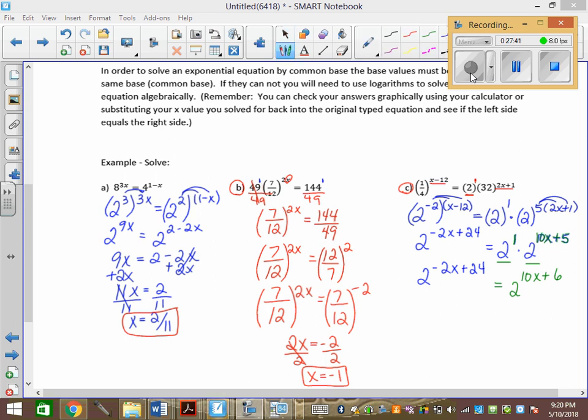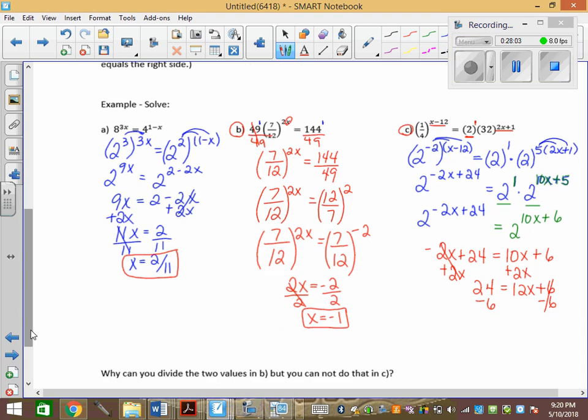And now I have the same base on both sides, so I can set the exponents equal to each other. 2x plus 24 equals 10x plus 6. Add the 2x. 24 equals 12x plus 6. Subtract 6. 24 minus 6 is 18 equals 12x. Divide by 12 and reduce, and I get x equals 3 over 2.